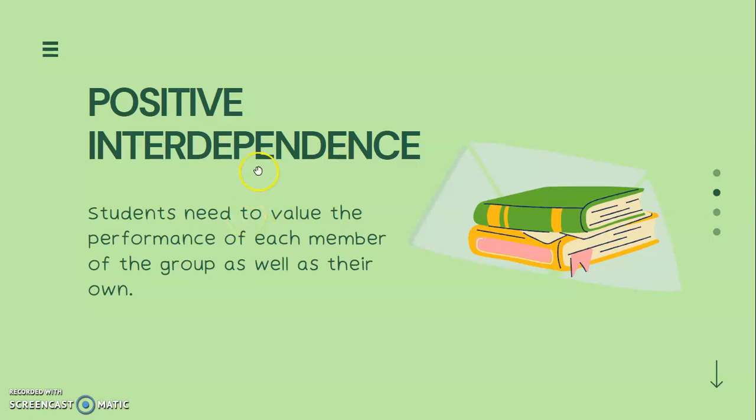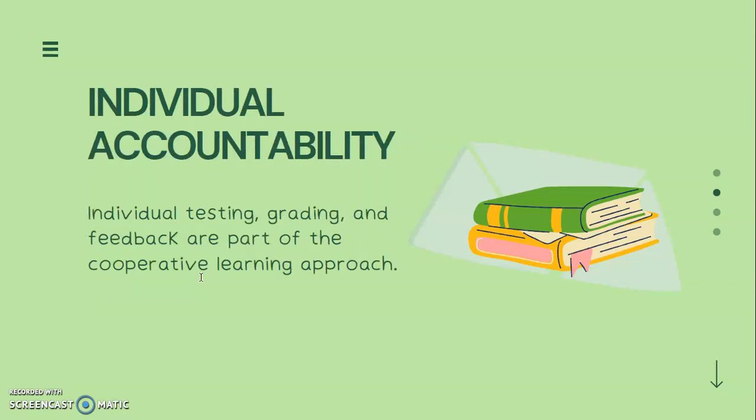We need to let our students understand that they need to value the performance of each member of the group. Okay? We need to let them understand that either they are considered to be performing or non-performing, each of them has a value in the group. They really have something to contribute, no matter how small, and they should contribute. Okay, I hope you understand that one.